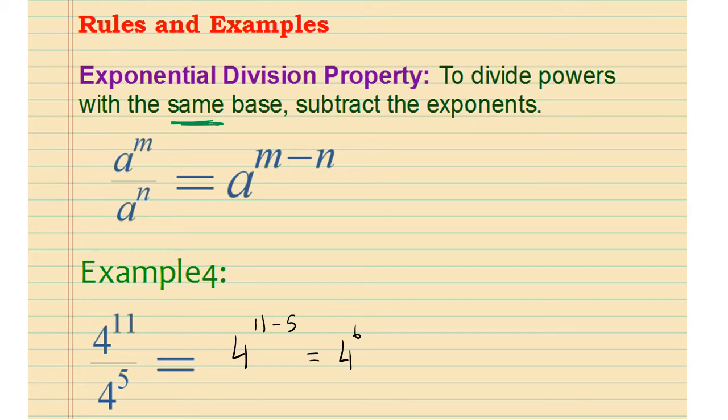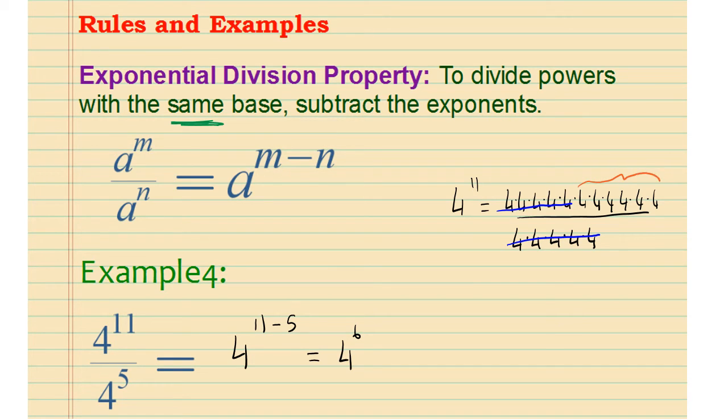The reason why this works is that when we have 4 to the 11th power, this means 4 is being multiplied by itself 11 times: 7, 8, 9, 10, 11 times. And it's divided by 4 to the fifth power. So we can simplify some of these. 5 of these and 5 of these can simplify. And at the end, we would only have 4 to the 6th power left.